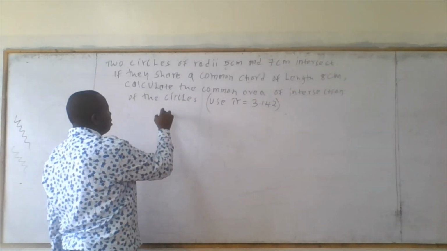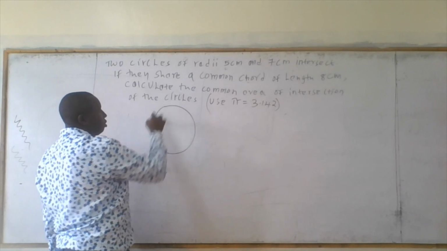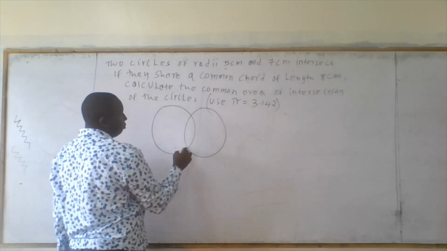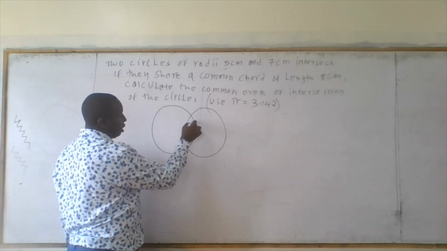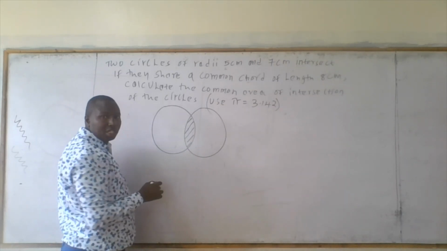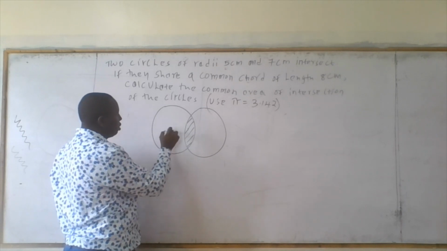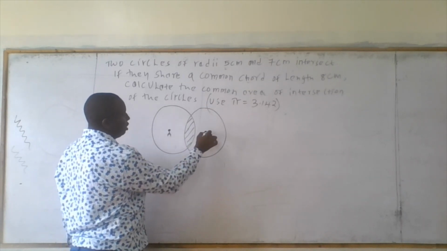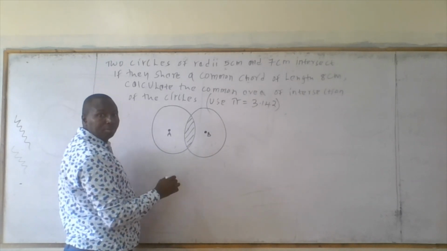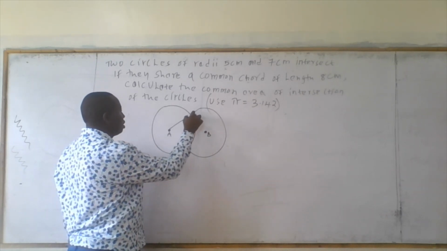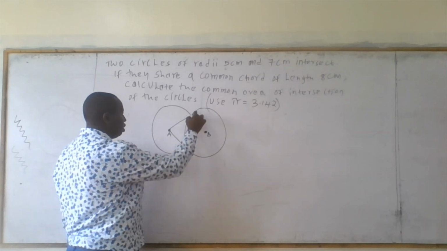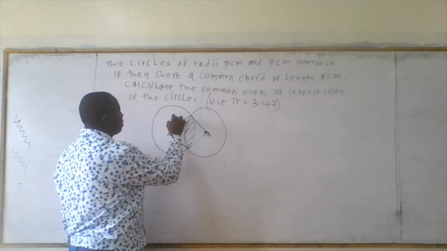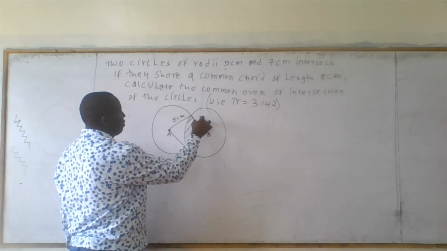We have the two circles. Draw this circle and this circle here. The area of intersection between the two circles is this. In this case, we can shade this. Let's say this is the center and this center. We call this center A and this one center B. So join this and this here. Join this and here. So this is 5 centimeters and 7 centimeters.